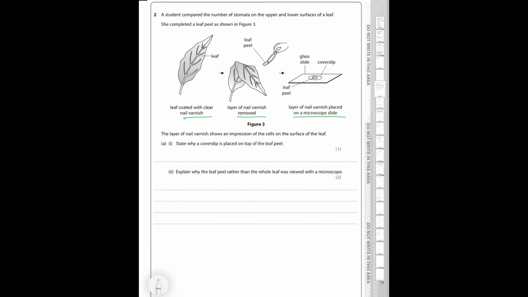Part 1, state why a cover slip is placed on top of the leaf peel, and the cover slip is placed to make sure that the leaf peel is thin and it's flat. Part 2, explain why the leaf peel rather than the whole leaf was viewed with a microscope, and we're looking at the leaf peel because it's much thinner, which means the light can pass through it and we will be able to identify the cells that were in the leaf.